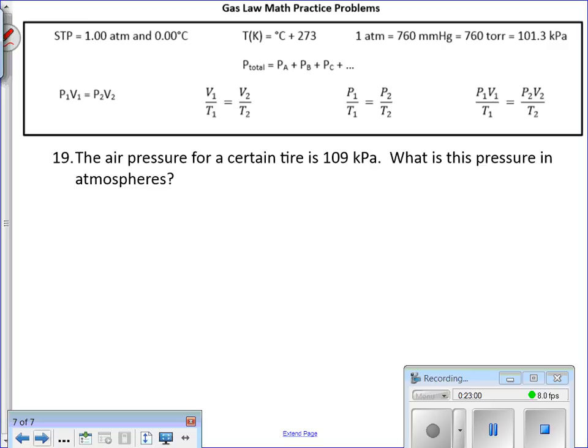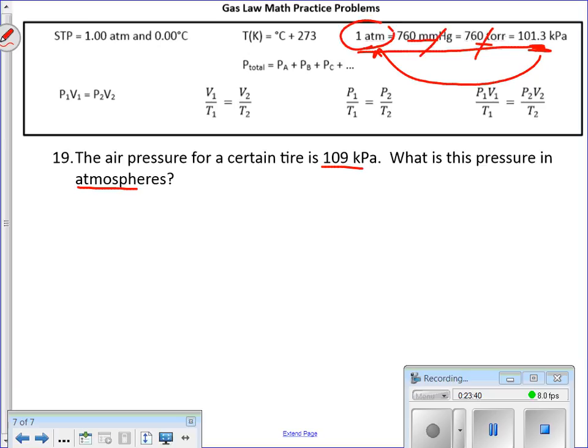Okay, and the last problem I'm going to work is a more simplistic one where you're using these equalities. So I have air pressure in the tire as being 109 kilopascals, and I want to know what's that pressure in atmospheres. So I want to convert from kilopascals here to atmospheres here. 1 atmosphere is equal to all of these pressures. So this is not like GMP or your mole map where you have to hit each step. All of these equal each other. So I could take these 2 out and say that 1 atm is equal to 101.3 kilopascals.